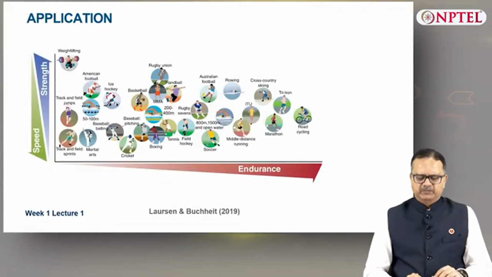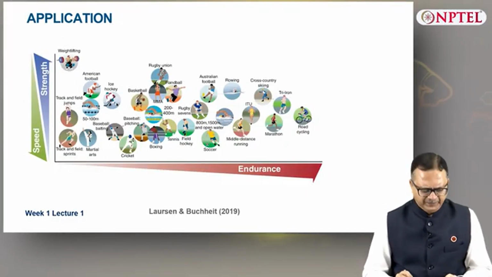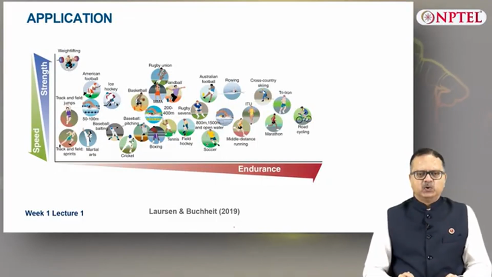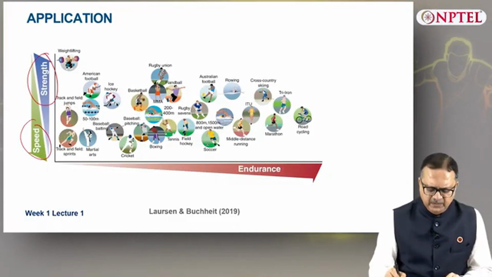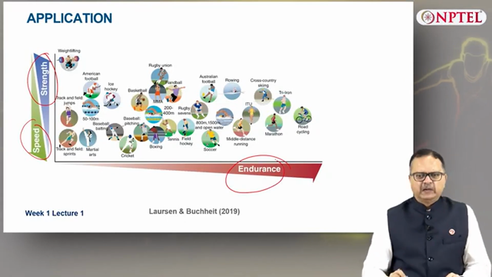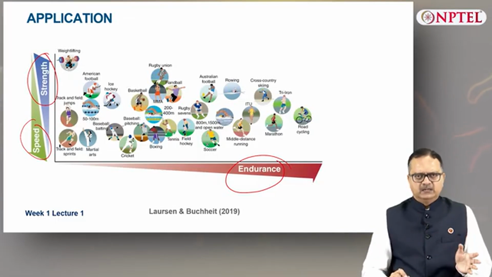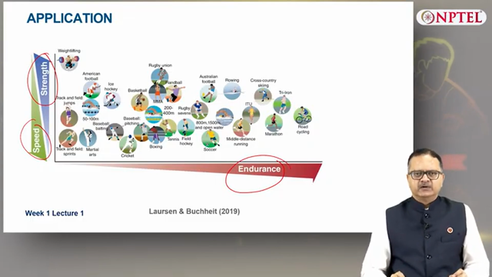All right. Now let's talk a bit about the application part of conditioning program design. Now, any sport generally has three components which are important: speed, strength, and endurance. Each sport uses these three motor qualities either singly or in combination. There may also be subdivisions of these motor qualities which may be used by different sports.